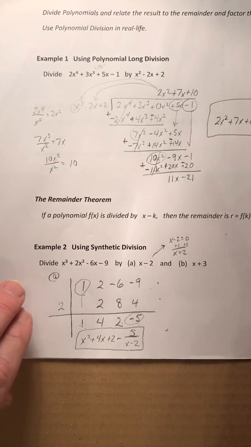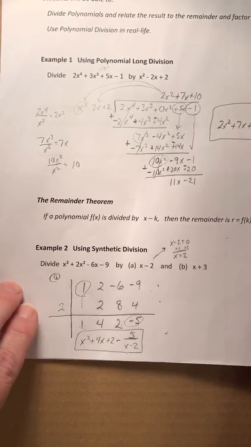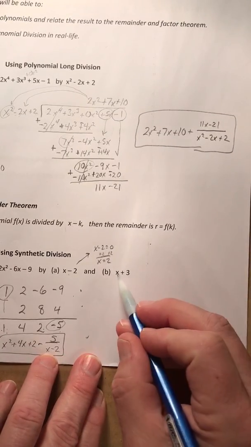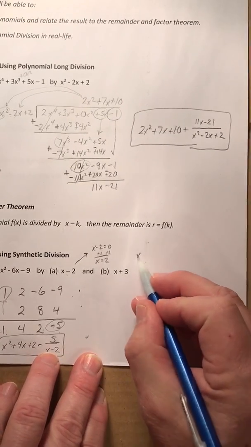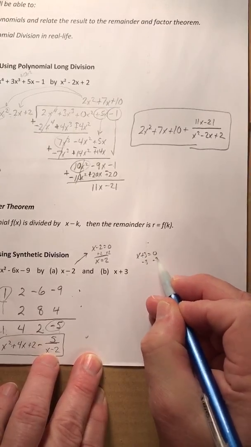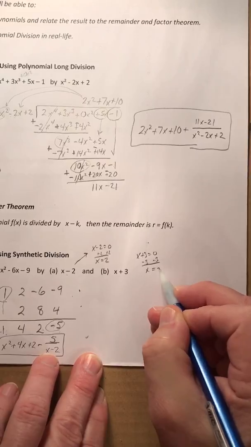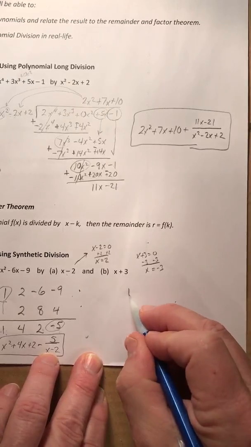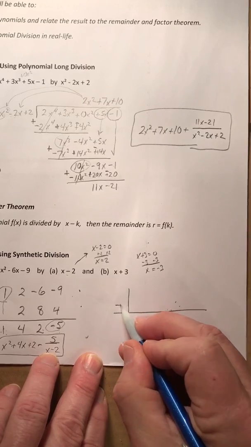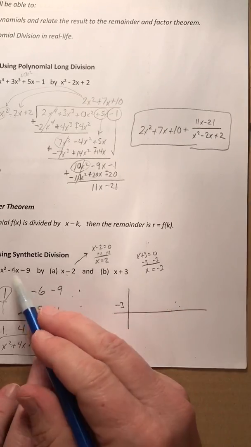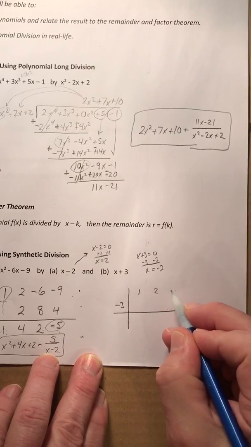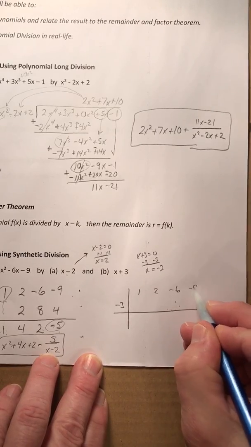All right, so I'll show you one more on this, and then I'm going to stop right there. So again, first thing we do is we take our x plus 3, set it equal to 0, and we solve. So minus 3, x equals negative 3. So again, we make our bracket. We put our negative 3 out front. We take all of our coefficients. We have them all. So 1, 2, negative 6, and negative 9.